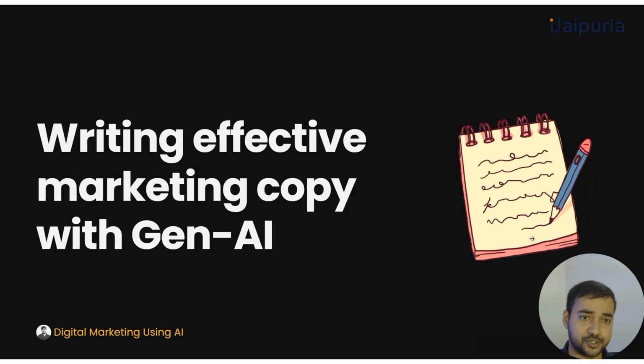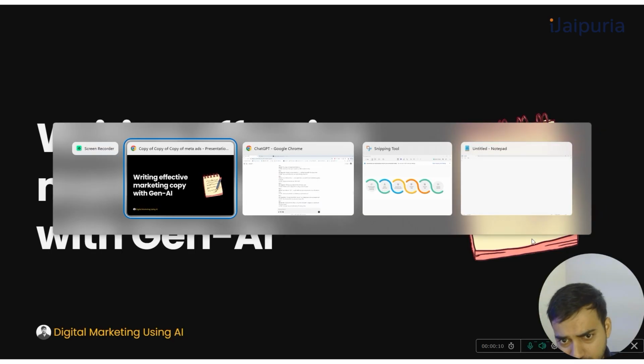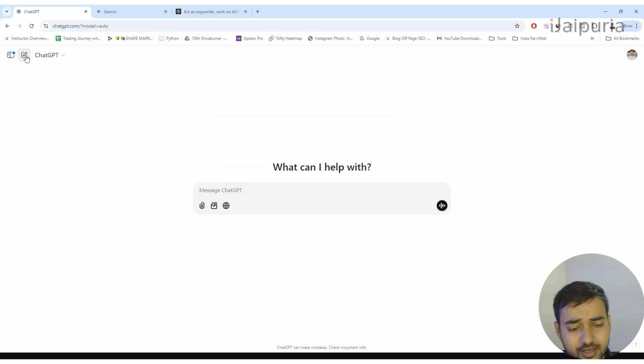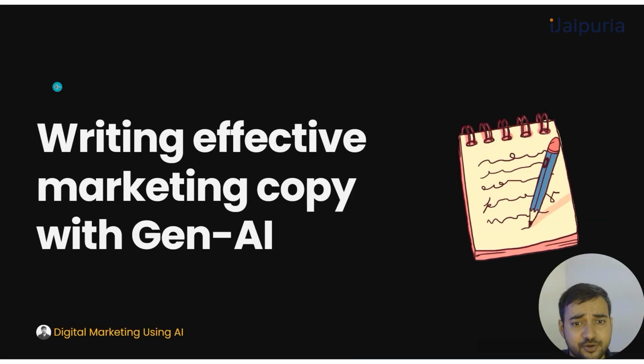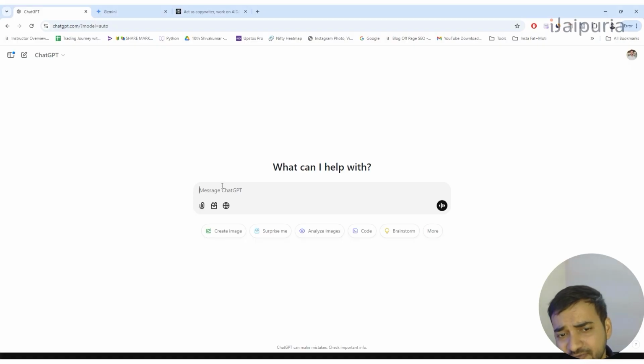In this video, I'm going to talk about writing effective marketing copy with Gen AI tools. Now, we know very clearly the intent or interest. We know a few copywriting models, but now if I give you a task on writing effective marketing copies with Gen AI, then how are you going to do it? Okay, you have to be very clear.